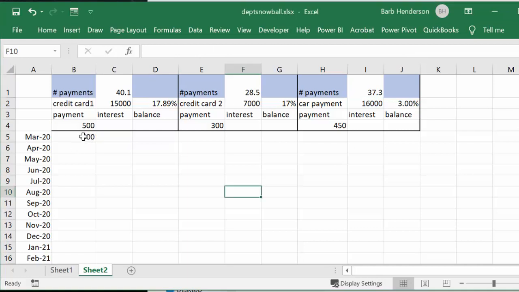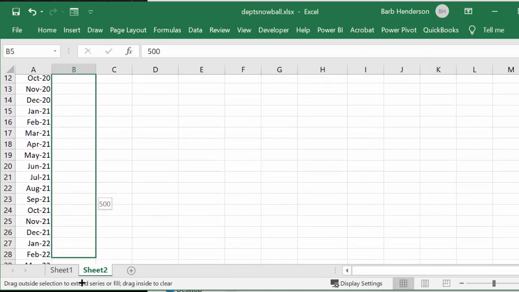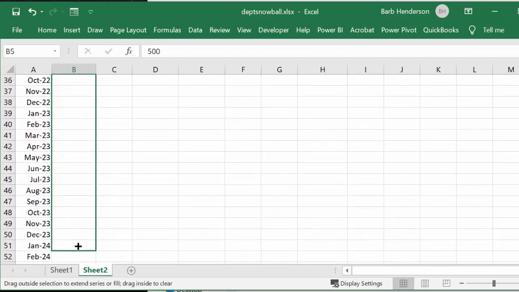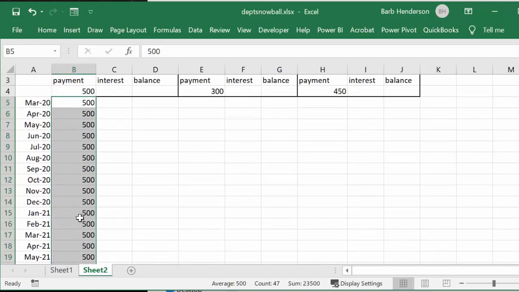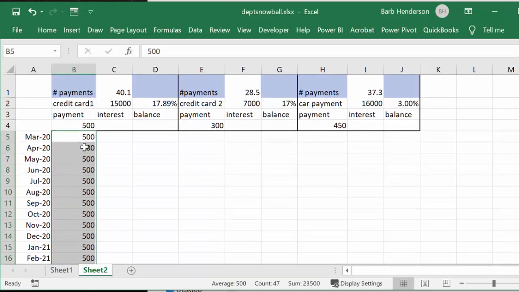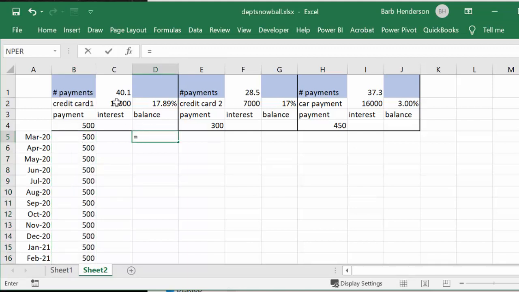So let's calculate on a month-to-month basis what his debt load is. He's going to pay $500 a month for a long time on this one. So I'm going to drag $500 down for the month. Now, the balance would be equal to the $15,000 minus the $500 payment that he made. And so there's your first month.